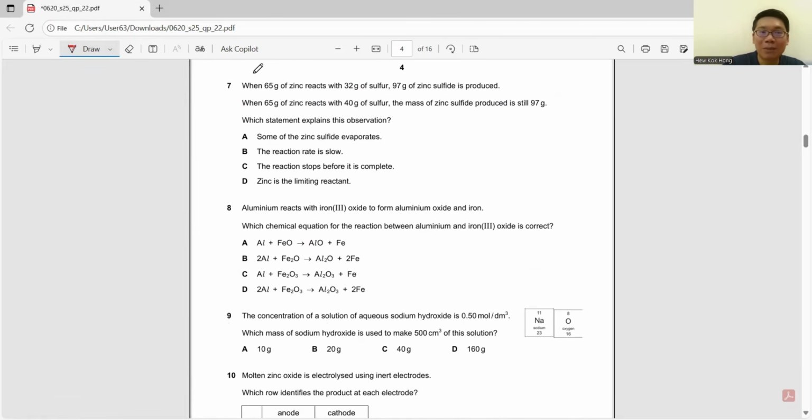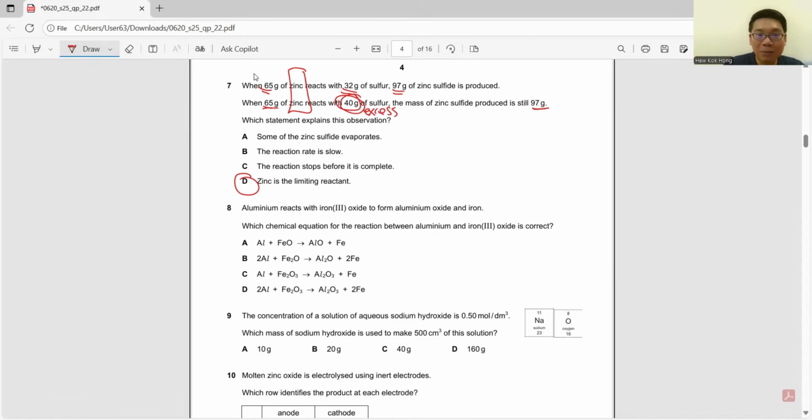Number 7. When 65 grams of zinc react with this sulfur, 97 grams of zinc sulfide is produced. When the same amount of zinc reacts with more sulfur, but the mass of zinc sulfide is still the same, which means zinc is the limiting factor. Sulfur is in excess. That's why how much sulfur we add, it won't affect because it's already in excess. So zinc is the limiting reactant, correct.